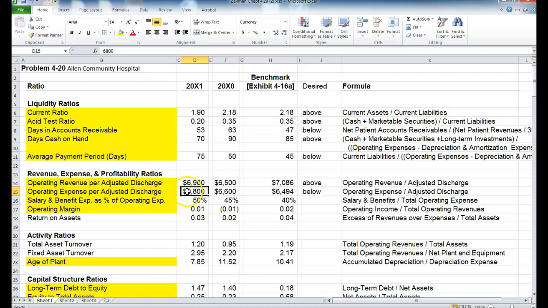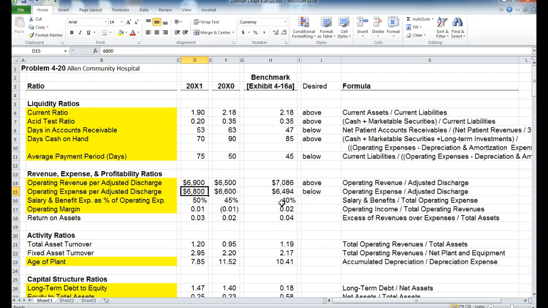And so we're trending unfavorably. Here we were favorably trending, and here we're unfavorably trending. Next, we look at salary and benefits as a percentage of operating expenses.